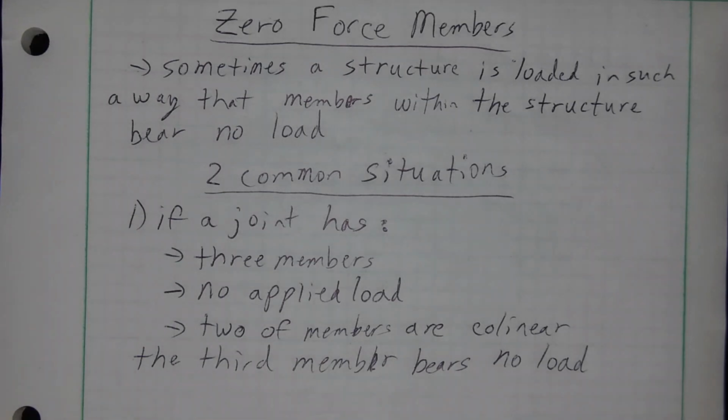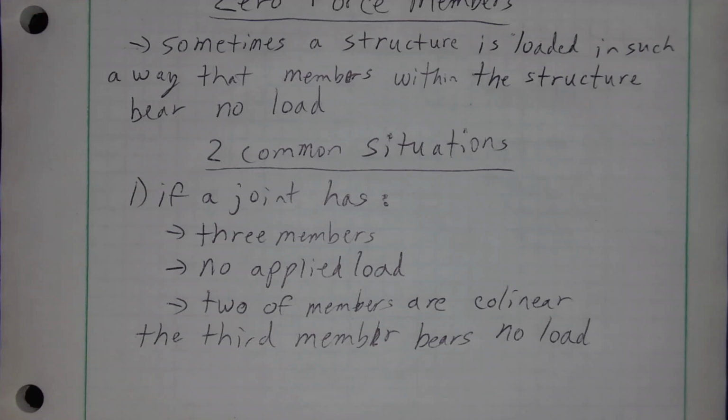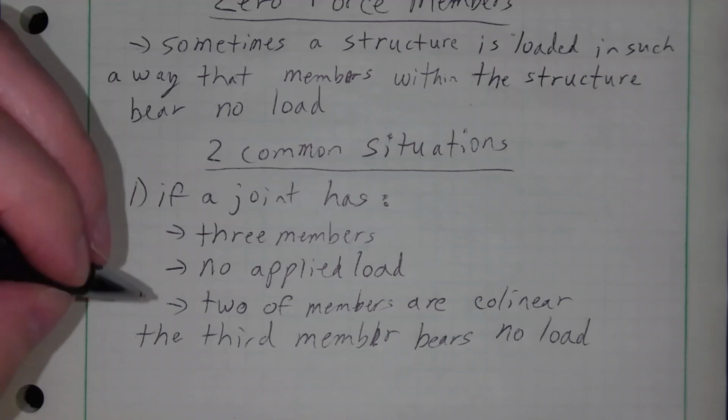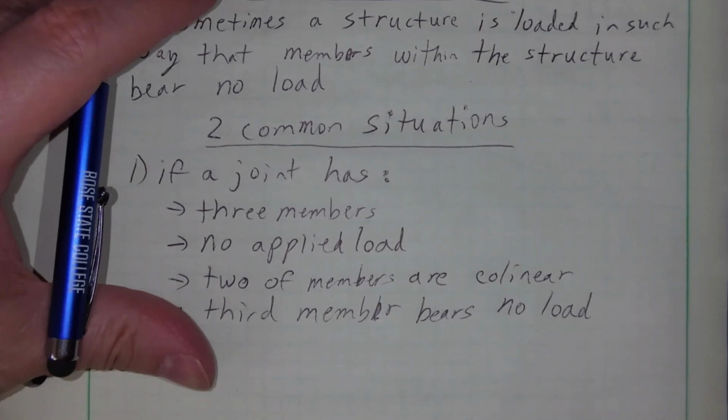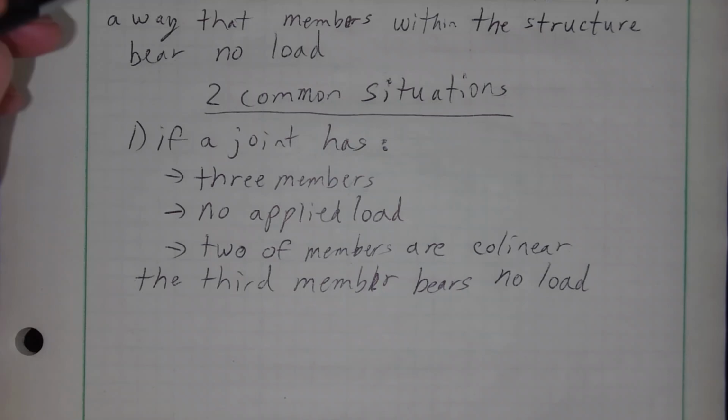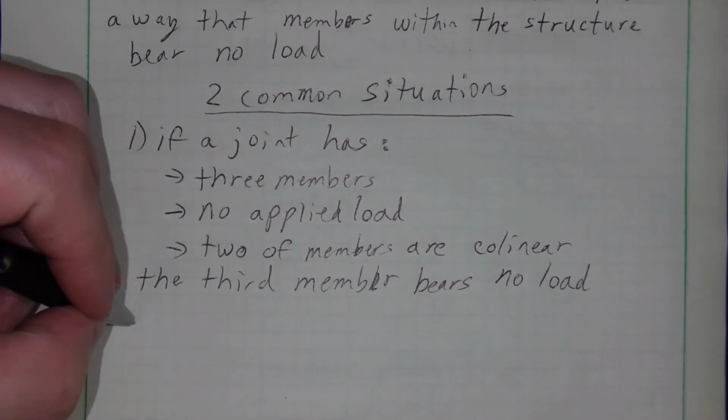But if all 3 of those criteria are met at a particular joint, then you don't even have to do the math. For me in my class, you could just write a statement that member BD meets the criteria for a zero force member. Just make it clear that you're making that assumption and set BD equal to 0 and go on and solve the rest of the problem without it. That's perfectly fine for me, okay?